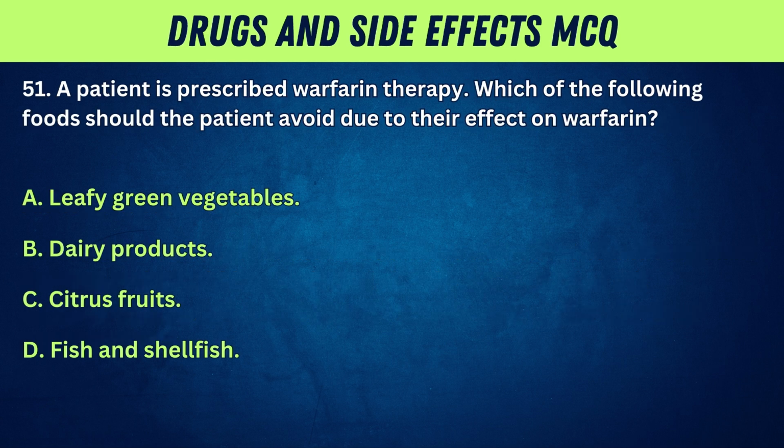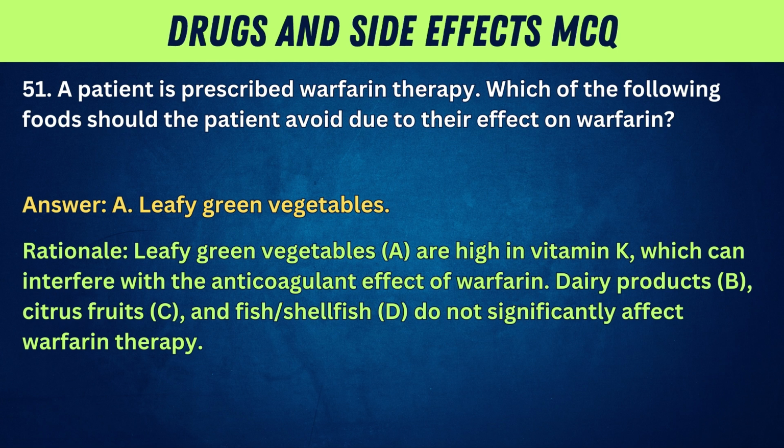51. A patient is prescribed warfarin therapy. Which of the following foods should the patient avoid due to their effect on warfarin? A. Leafy green vegetables. B. Dairy products. C. Citrus fruits. D. Fish and shellfish. Answer: A. Leafy green vegetables. Rationale: leafy green vegetables, A, are high in vitamin K, which can interfere with the anticoagulant effect of warfarin. Dairy products, B, citrus fruits, C, and fish/shellfish, D, do not significantly affect warfarin therapy.